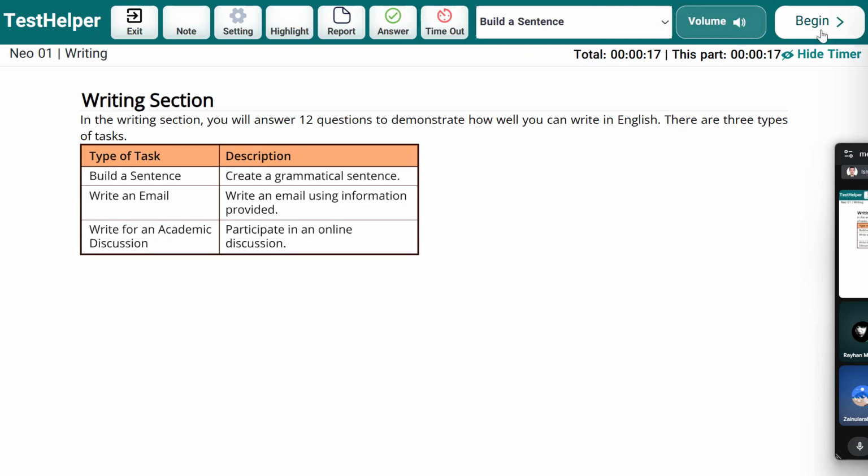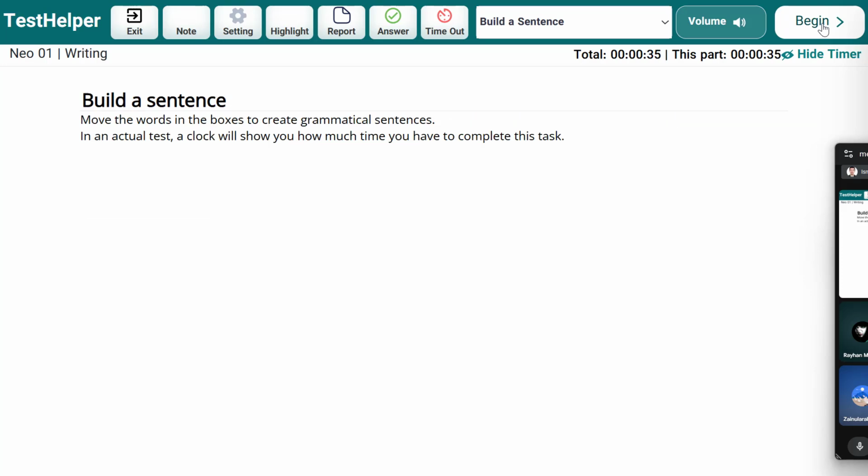As soon as I click on begin, this is the outline of the writing section. First of all, we have the build a sentence task, then write an email, then write for an academic discussion task, which is the final task in the writing section. So the first one is build a sentence.